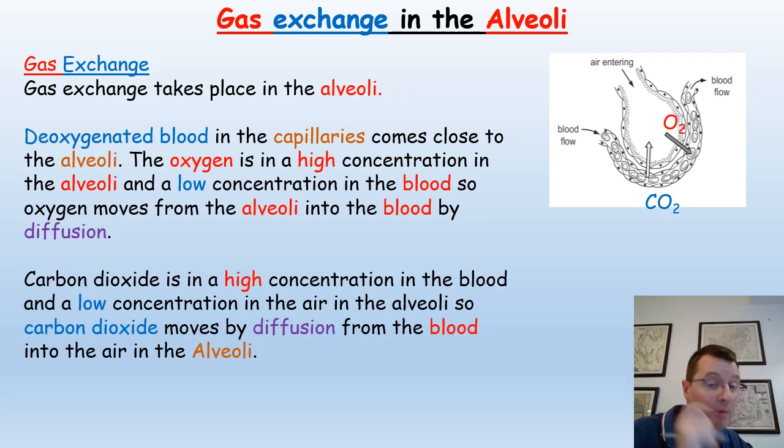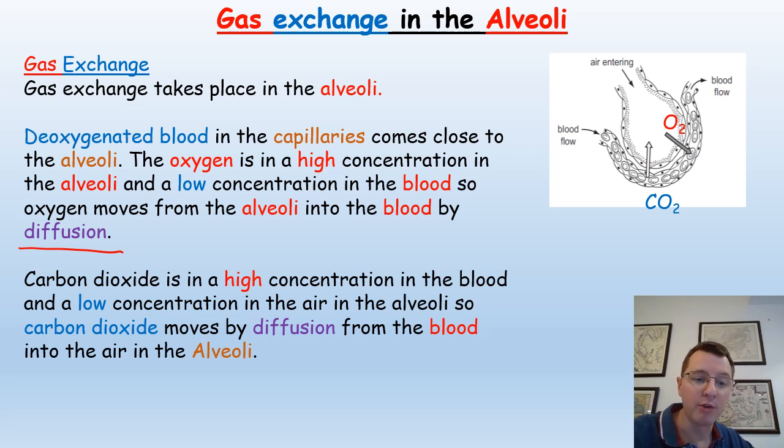So here are the answers. Gas exchange takes place in the alveoli. Deoxygenated blood in the capillaries comes close to the alveoli. The oxygen is in a high concentration in the alveoli and a low concentration in the blood, so oxygen moves from the alveoli into the blood by diffusion.